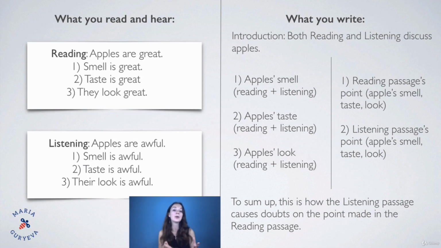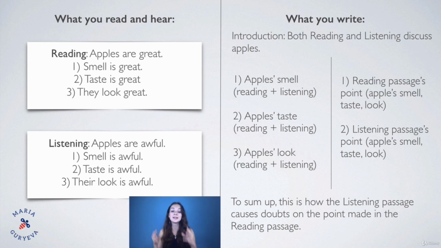Of course, you're not going to have this example at the real exam, but this is a simple example for us to understand the logic of the structuring of the writing number 1. So let's say that the reading talks about apples, and of course the reading says that the apples are great. The reading talks about their smell is great, about their taste, the taste is great, and about their look is also great. So the listening, of course, is going to contradict everything the reading says.